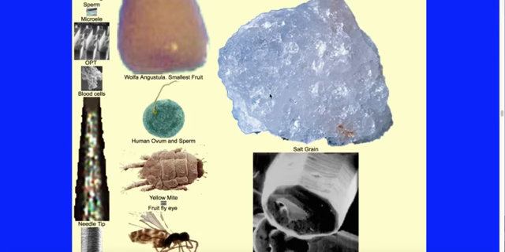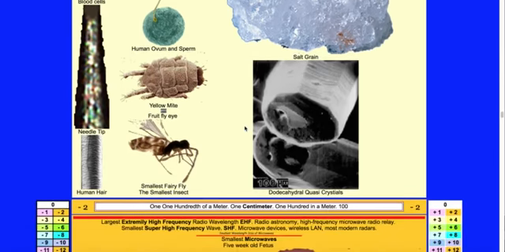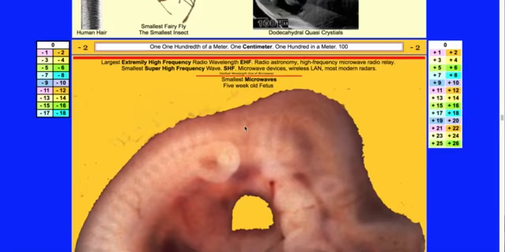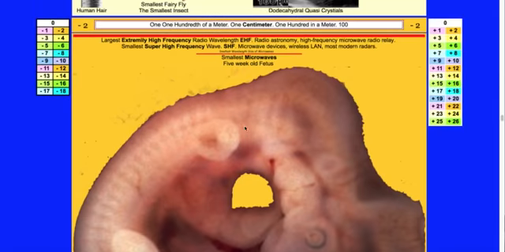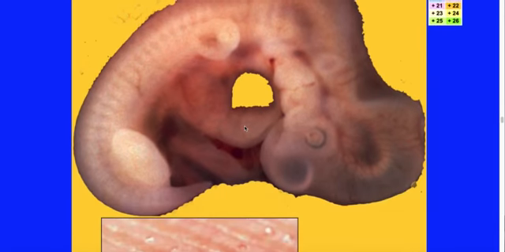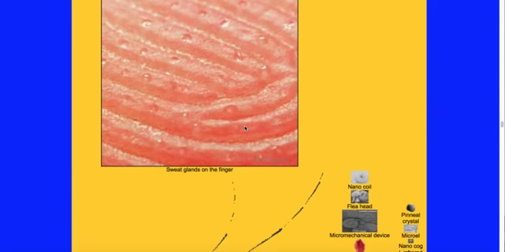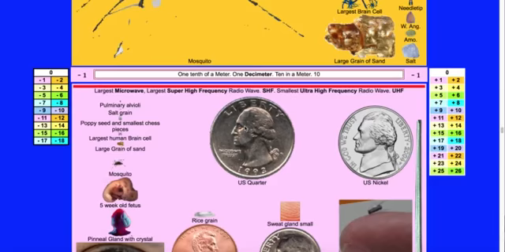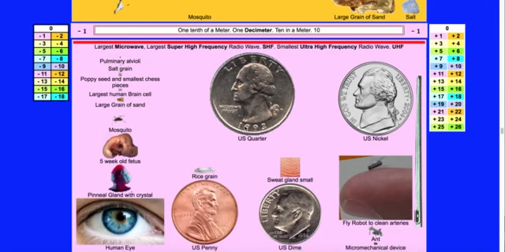So the smallest that you can get as a person is about the size of a yellow mite. And yeah, a little bit smaller than the salt grain. Or a fairy fly. So, here's the baby of 5 weeks. Here's your finger, sweat glands on your finger. Mosquito. So now we're down to -1.